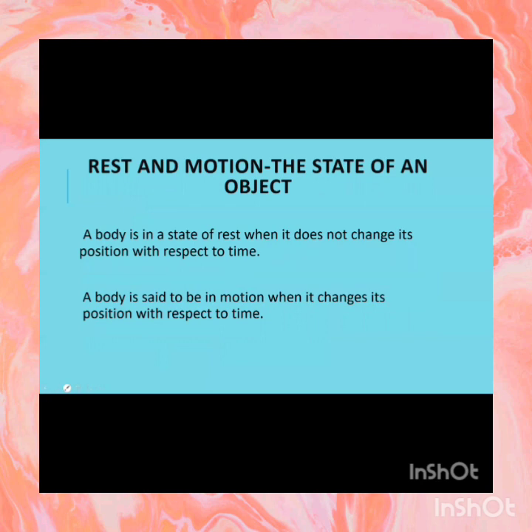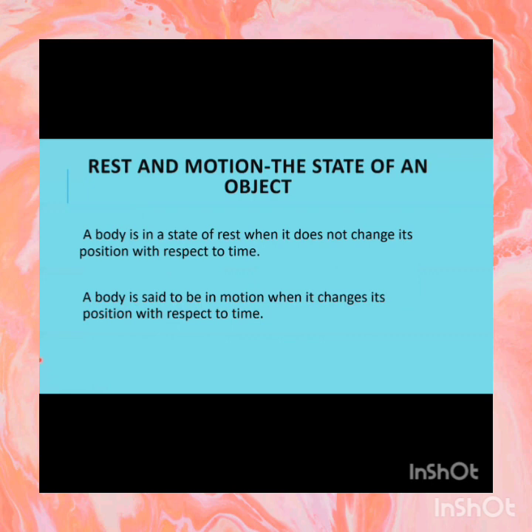Children, the objects move in different ways. While moving, they change their position with respect to a fixed point. To know how fast or slow the motion of an object is, we need to measure the distance traveled with respect to time. That is the distance traveled by the object and the time taken to travel this distance.